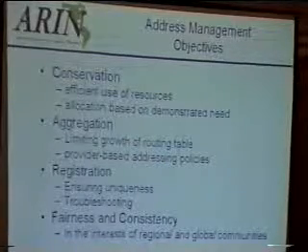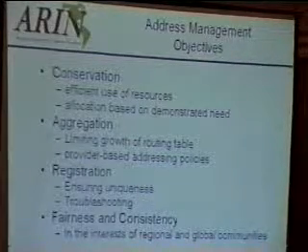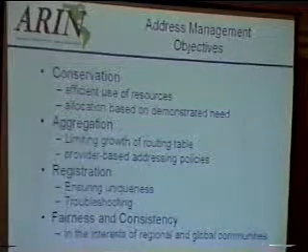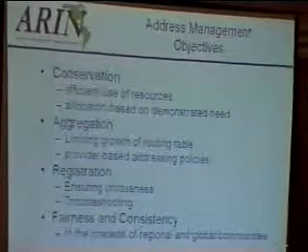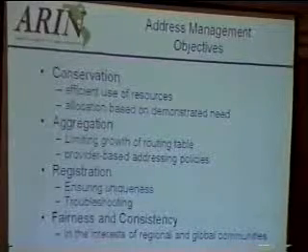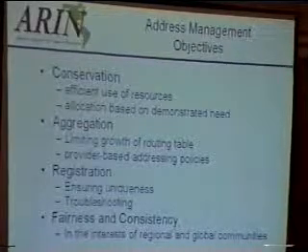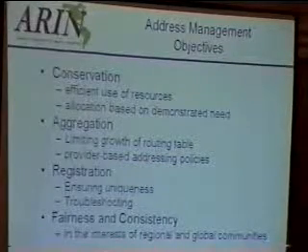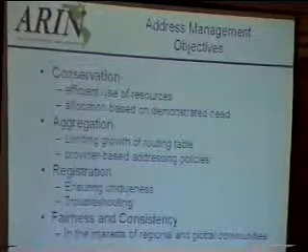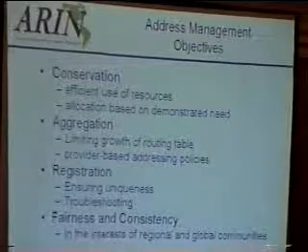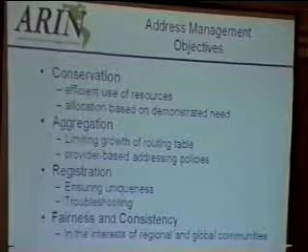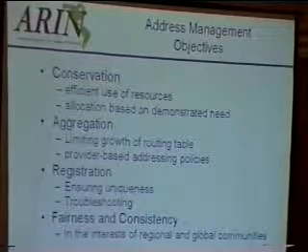Aggregation is also an objective, limiting the growth of the routing table and issuing provider-based addresses. There are some policies that are provider-based, specifically in the ARIN region, where our minimum allocation size is a /20. That plays into the objective of aggregation. Organizations will only be able to receive a /20 allocation from ARIN and not be able to receive /24s, /23s down the road like that.